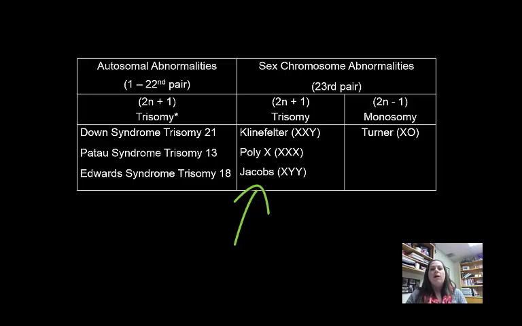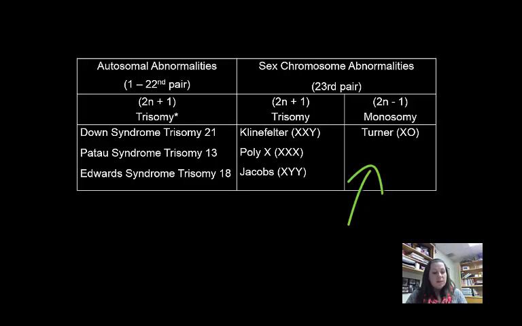We also see that you can have a female who is XXX, that's a poly X, and Jacobs, which is XYY. Those are all 3 sex chromosome problems where they have a trisomy. On the other hand, the only monosomy that survives, mono means 1, is Turner syndrome. Turner means they have an X, but they're missing the other part. Now, it's represented here with like a 0. They have the X, but then they don't have the other chromosome.